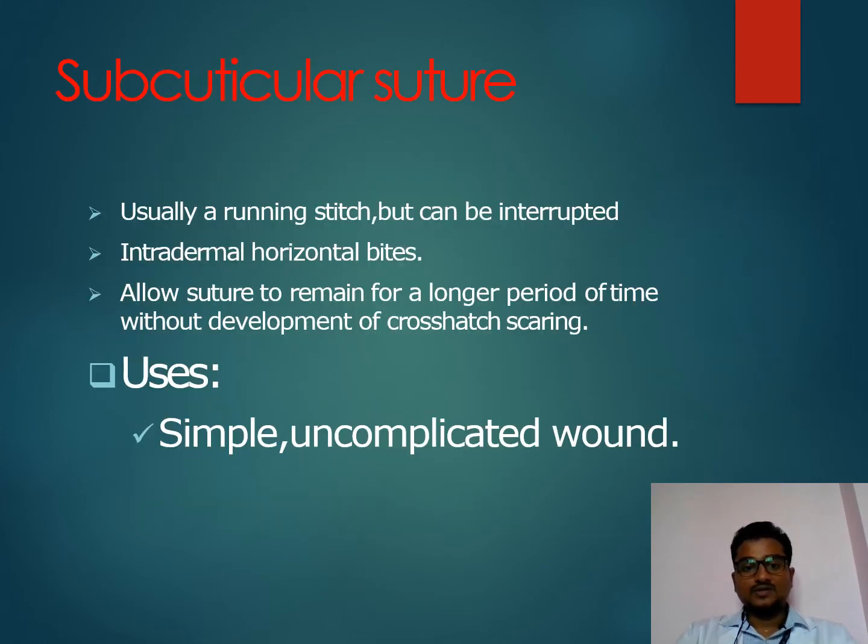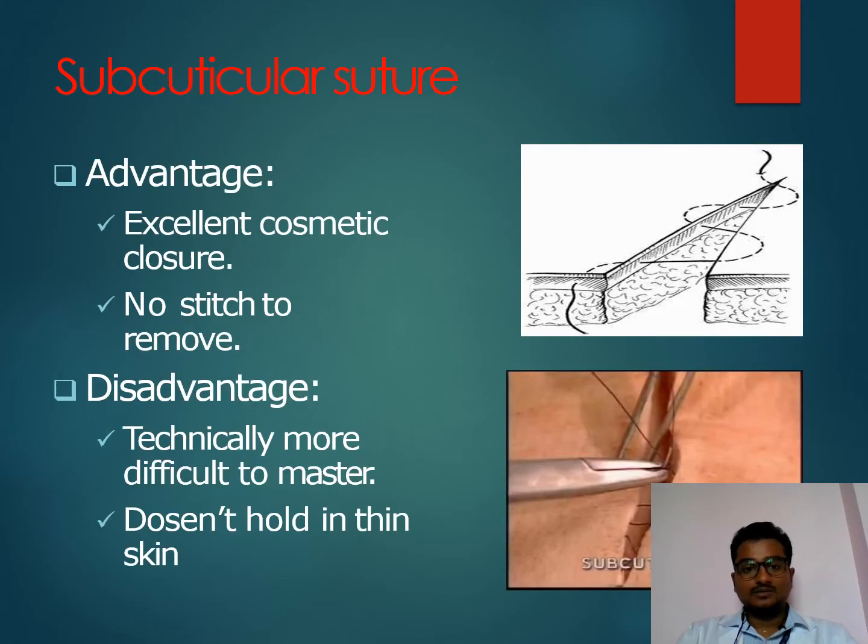Subcuticular suture. Usually a running stitch, but it can be interrupted. Intradermal horizontal bites allow the suture to remain for a longer period of time without the development of cross-hatching scars. Uses: simple, uncomplicated wounds. Advantages: excellent cosmetic closure, no stitch to remove. Disadvantages: technically more difficult to master, doesn't hold in thin skin.